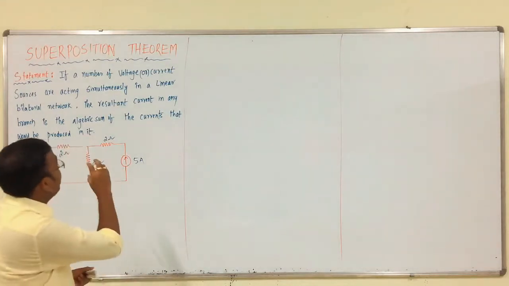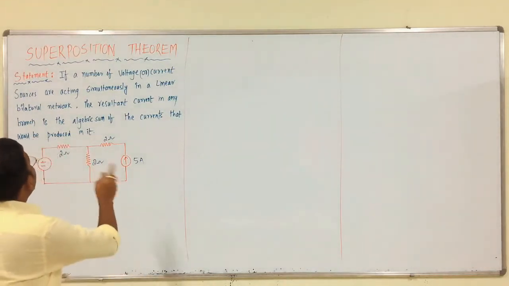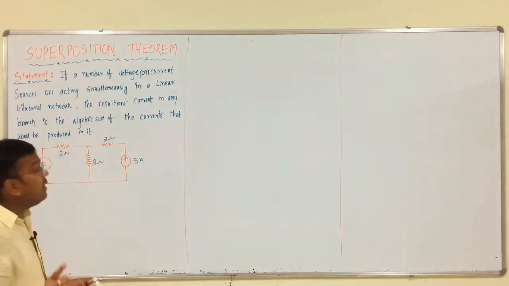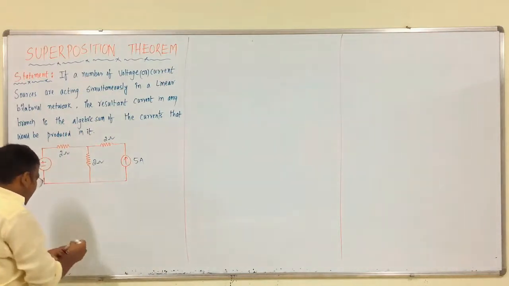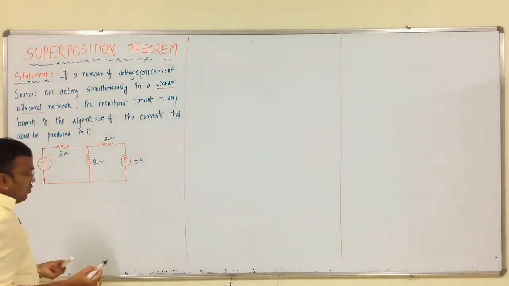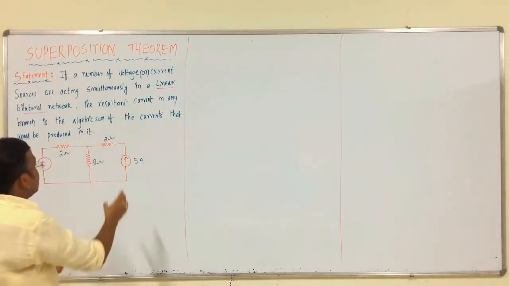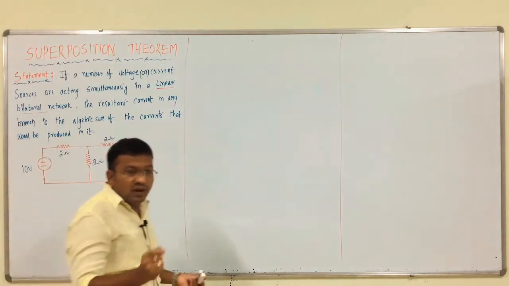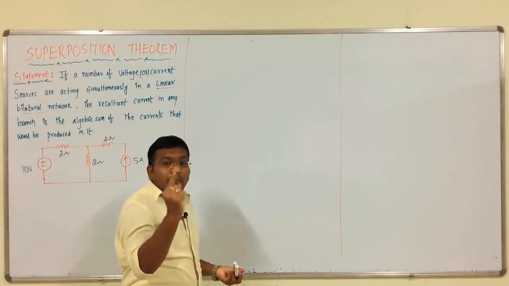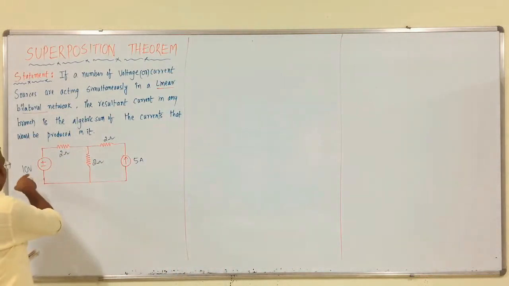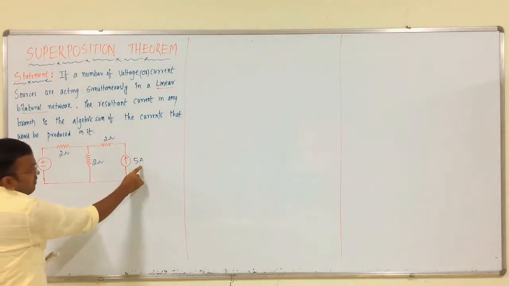So, this is the statement of that theorem: if a number of voltage or current sources are acting simultaneously in a linear bilateral circuit or network. So, this is a linear bilateral network. This theorem is applicable only for linear and bilateral networks, that is it. Okay. So, here we have a voltage source and a current source.